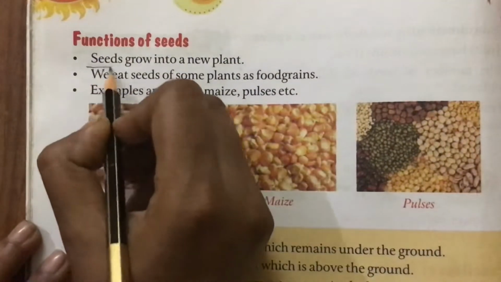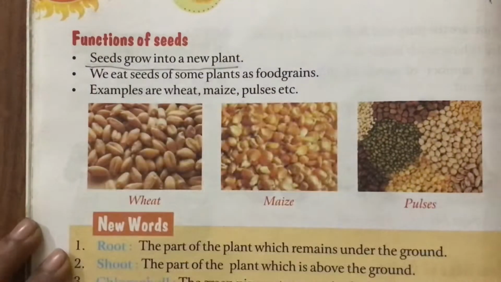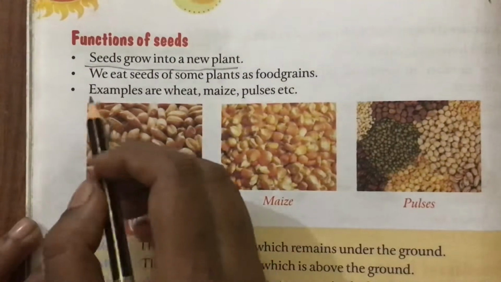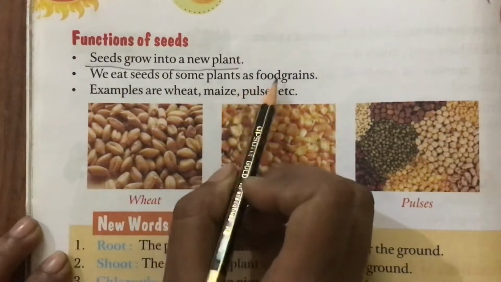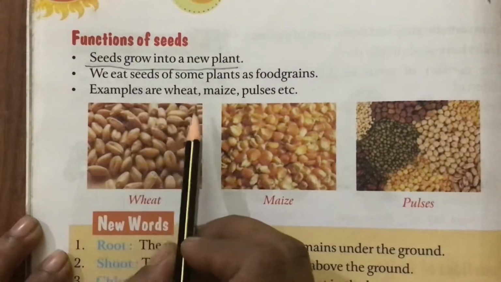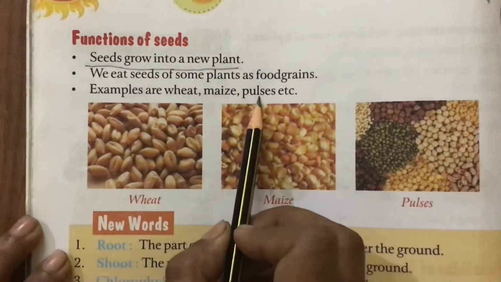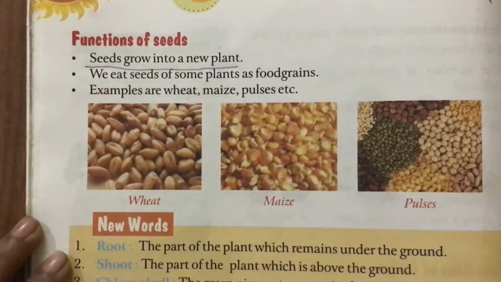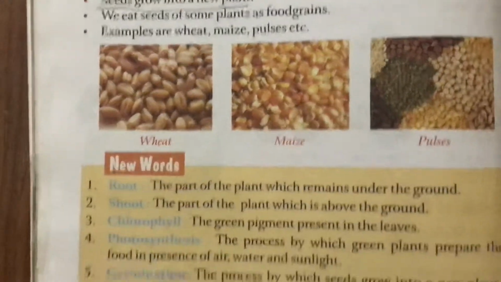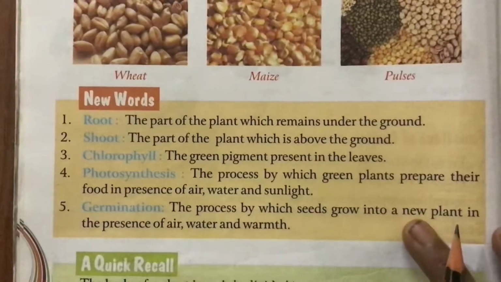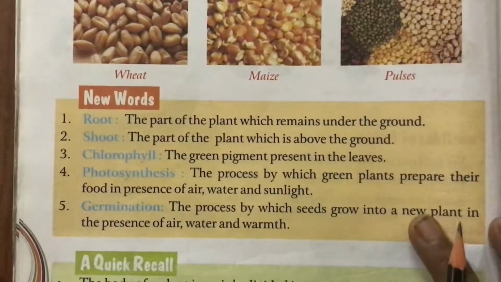Very important. Seeds grow into a new plant. We eat seeds of some plants as food grains. Examples of seeds are wheat, maize and pulses. Okay, children. Now these are the new words that you have to read and you have to learn also.